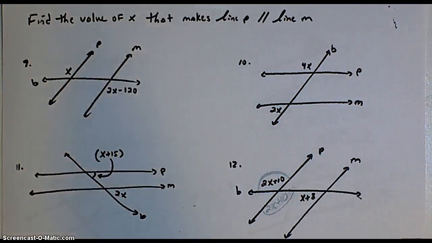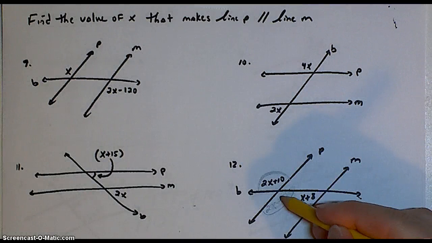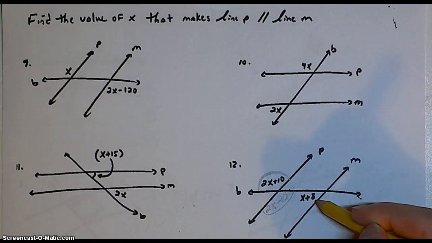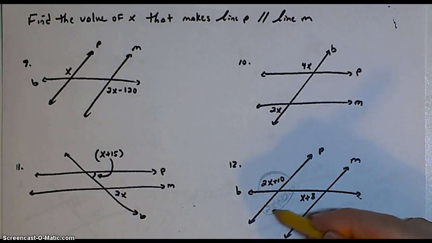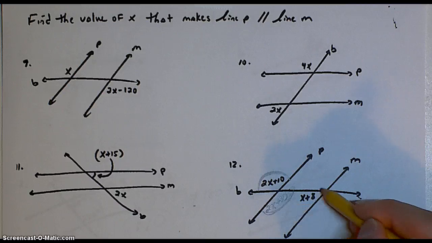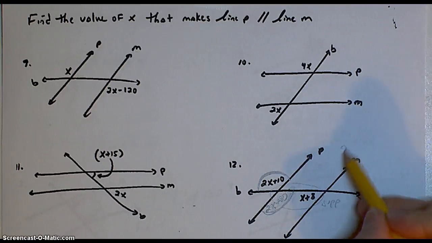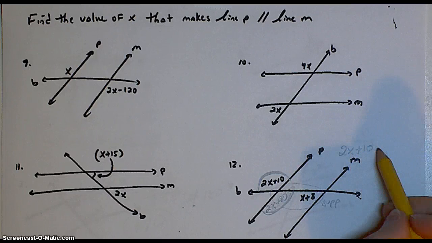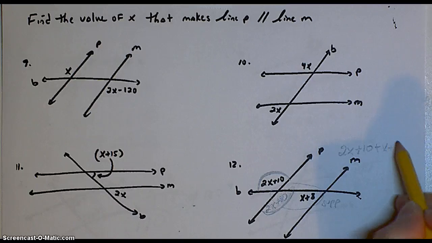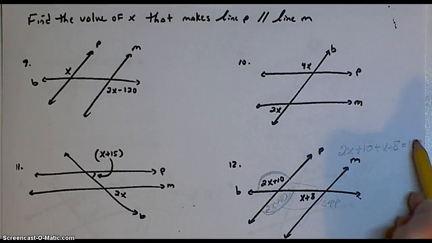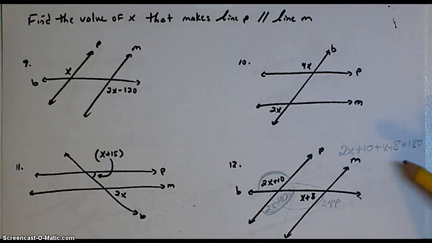Okay. I also notice that x plus 8 is on the interior and the same side of the transversal as this 2x plus 10 I just filled in. That means that they are supplementary. If two angles are supplementary, that means they have to add up to 180. So I'm going to set up an equation now. 2x plus 10 plus x plus 8 equals 180 degrees. Then I can go through and solve using regular algebra to get my value for x.